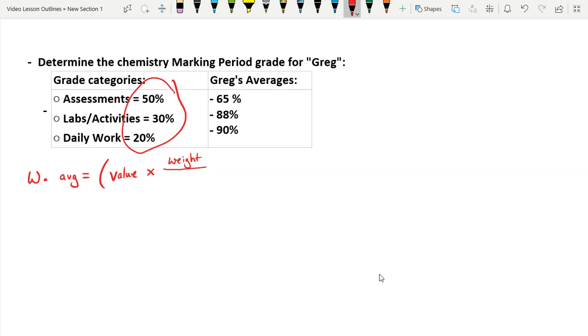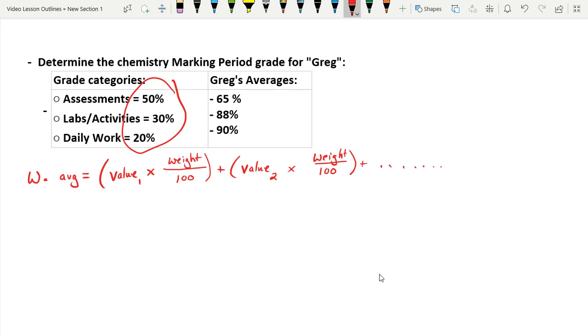So since these are percentages out of 100, it's going to be the weight out of 100. And then all we're going to do is do that for each of the values and add them all together. So we're going to do the first value, the second value, and we're going to continue doing that on and on until we run out of values.